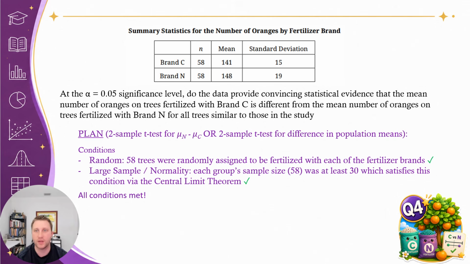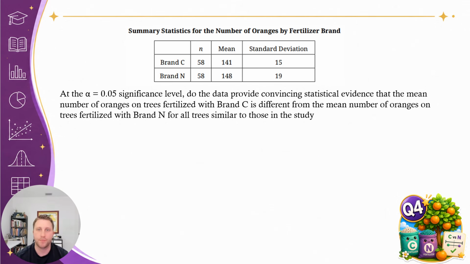Again, the 10% condition is only required when you are selecting at random from a population. And in this case, you were doing random assignment, so you did not have to check the 10% condition. The 2 groups are independent.